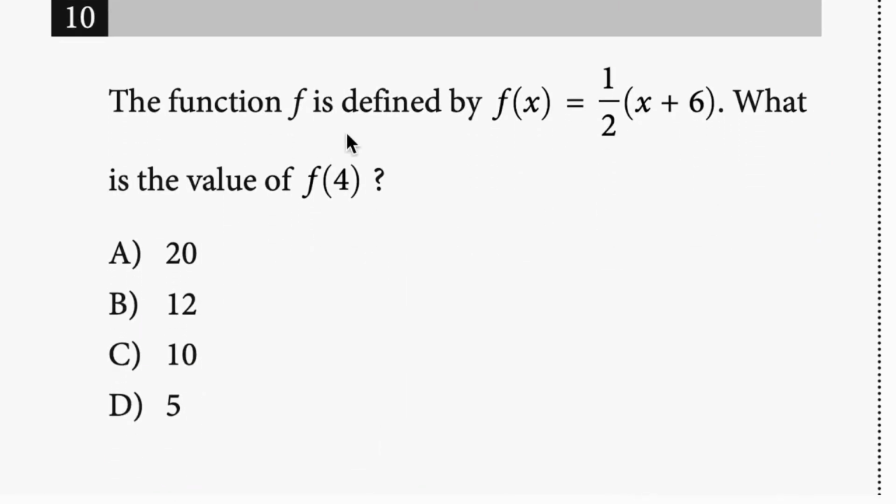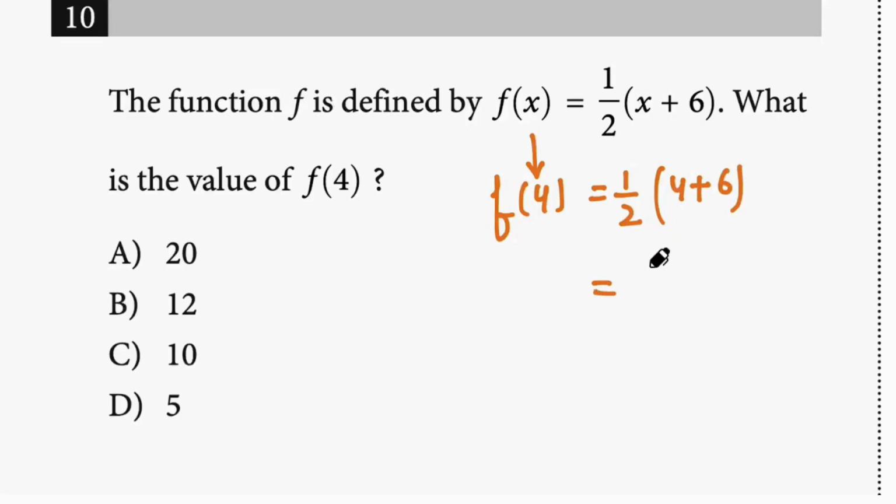The function f is defined by f(x) is equal to 1 by 2, x plus 6. What is the value of f of 4? Very simple. We have to just plug in 4 wherever we see x. So that is equal to 1 by 2, 4 plus 6. So 6 plus 4 is 10, by 2, which is 5. So D is the right option. Correct?